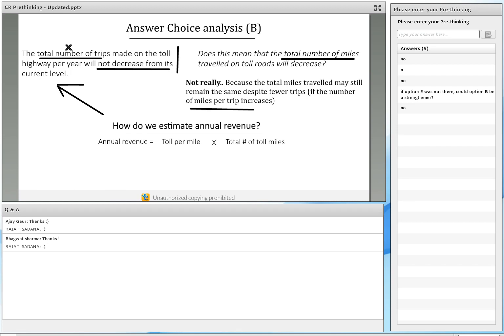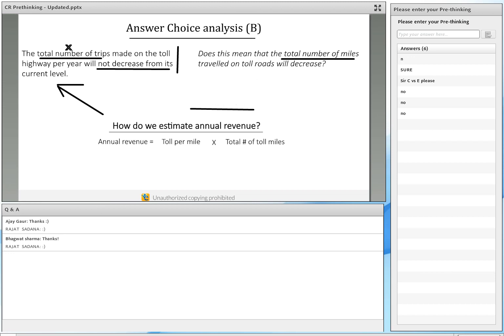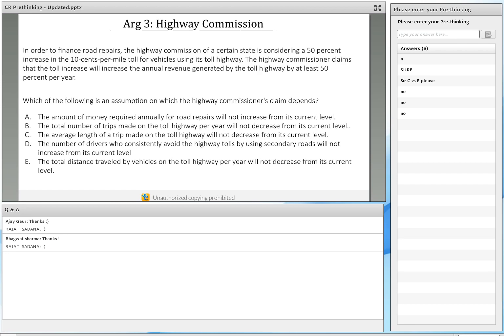So KP, option B is a strengthener regardless of whether option E is there or not. It is a strengthener. It's not an assumption. Does that help, KP? And that's where assumption questions start to get tricky. In answer choices, you're going to see strengtheners and you're going to see the assumption. And you'll have to really say, hey, which one to pick? Which is where C versus E comes in.